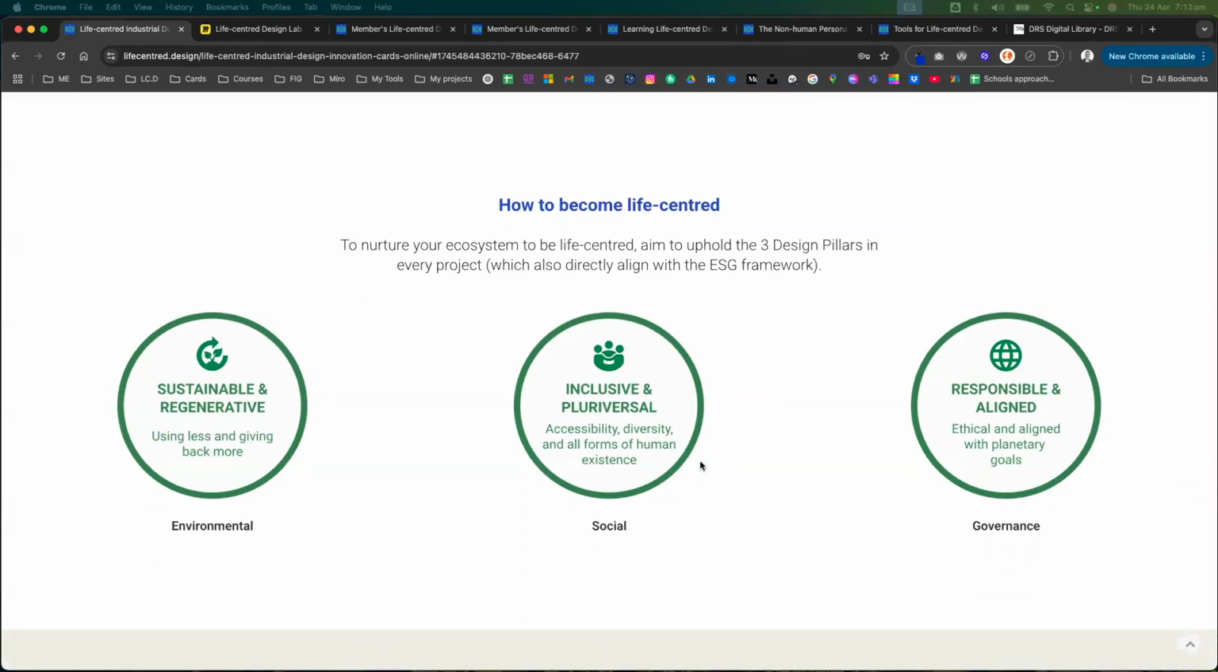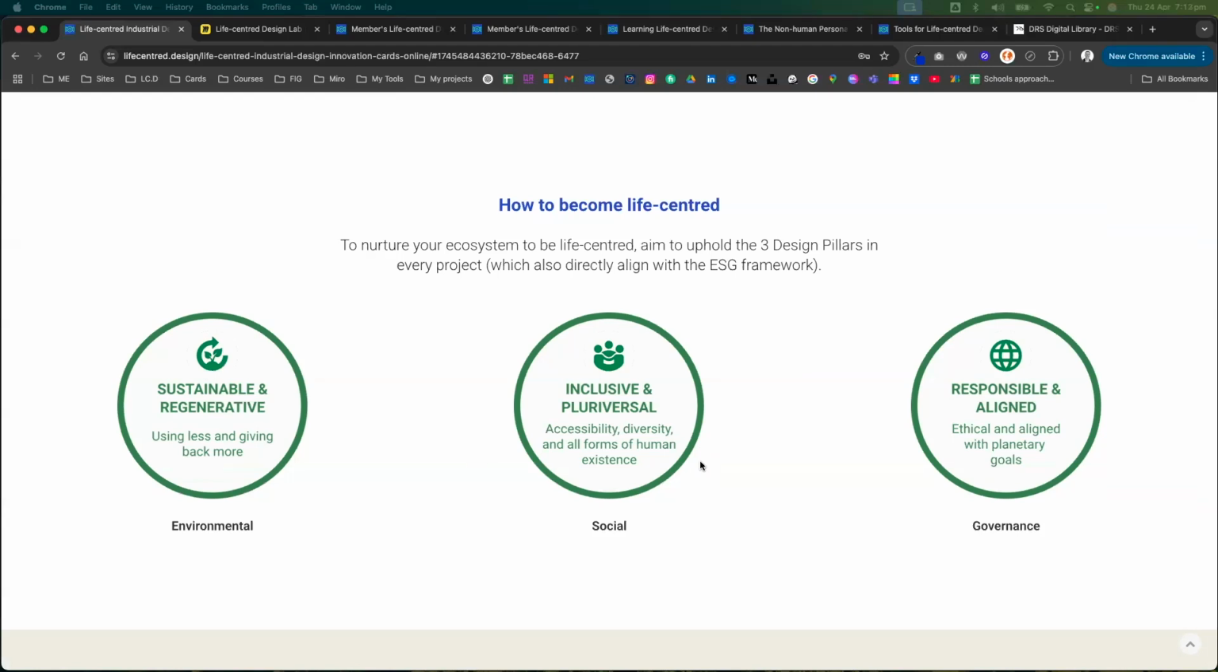So how do we become life-centered? Through my research, which was exploring over 20 different design practices, disciplines and approaches, and synthesizing that insight and their principles, this emerged, which is 3 design pillars. So if we uphold these 3 design pillars in every project, we then protect all life. And these actually align directly with the ESGs, the environmental, social, and governance commitments.